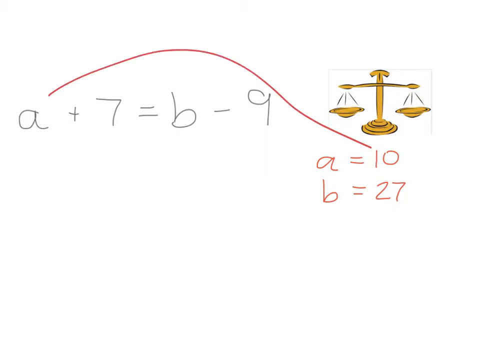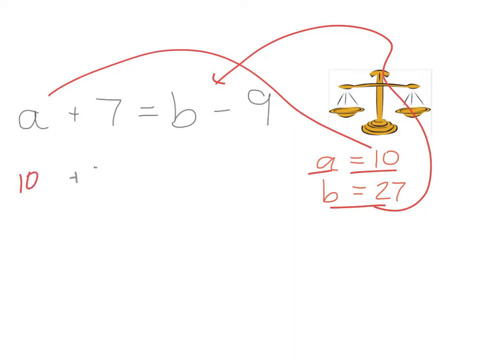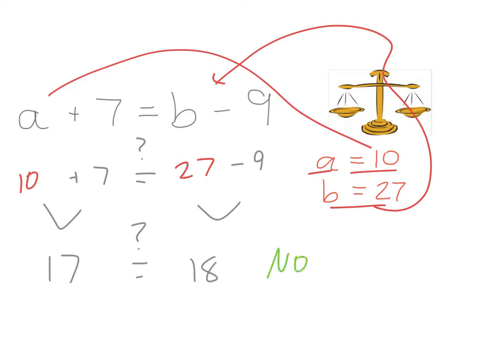Okay, so I'm going to put 10 there because a represents 10, and I'm going to put 27 there because b represents 27. So now it's really like saying, does 10 plus 7 equal 27 minus 9? Well, let's find out. What's 10 plus 7? 17. Well, does 17 equal 27 minus 9? So subtract 10 and then add 1 back, so that's 18. So actually, no, these solutions do not bring balance.